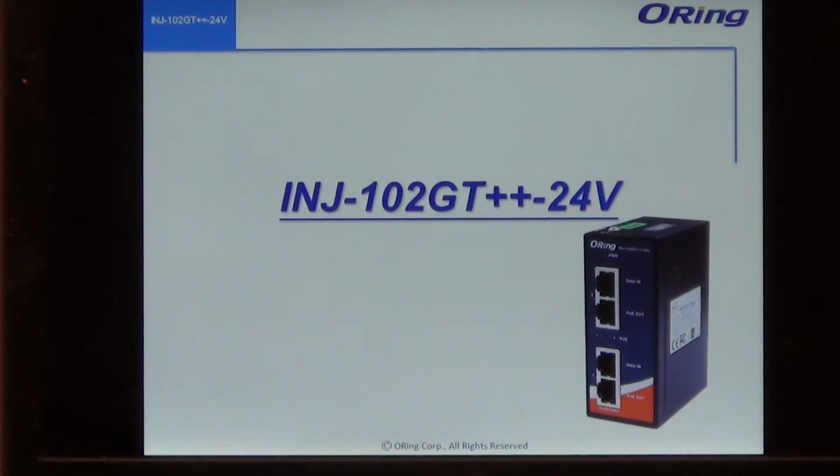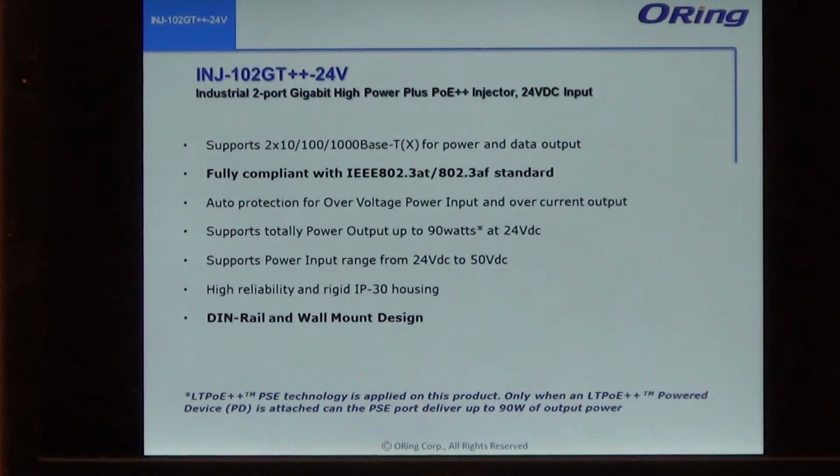INJ102GT++24V is an injector providing PoE function. This model is now able to support up to 90 watts of power output at 24 volt DC. And this is using the proprietary protocol of LTPoE++. With the standard protocol of 802.3at or 802.3af, the injector can provide 15 watt and 30 watt power output.